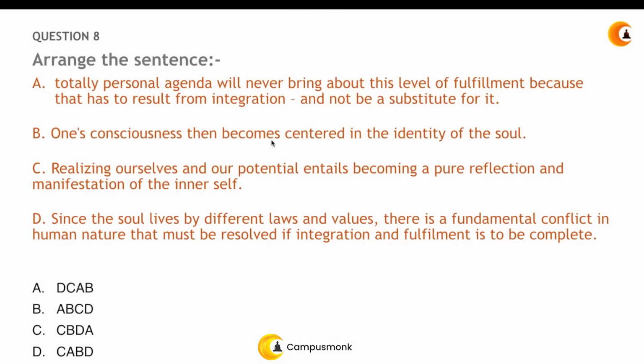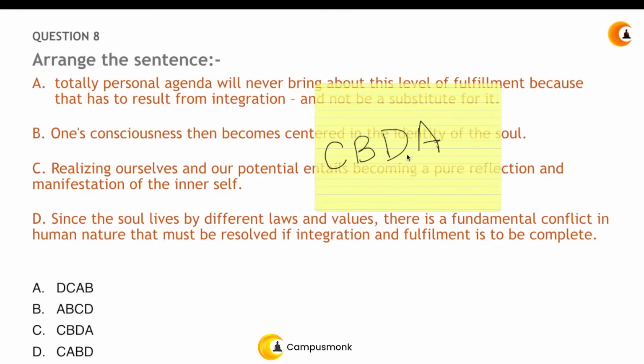Once consciousness then becomes. Once I have a realization and I understand our potential, I can become a pure reflection and manifestation of the inner self. And once consciousness then becomes, this then is justified when we realize ourselves. Becomes centered in the identity of the soul. Now the word soul is there, thereby the next statement will also have the term soul. Since the soul lives by different laws and values, now I get the catch. So what will be my order? It will be C, B, D and A.